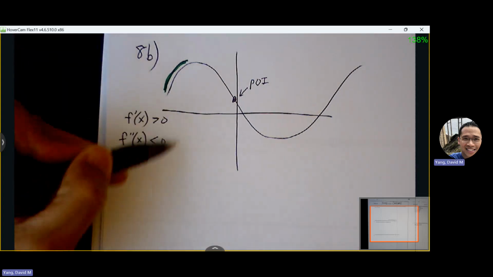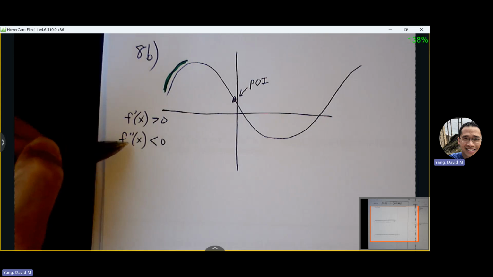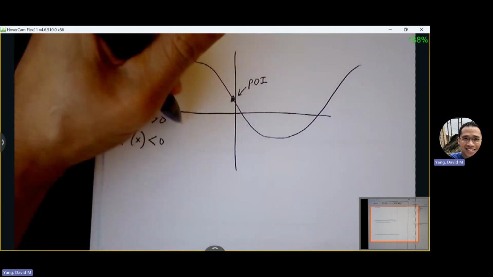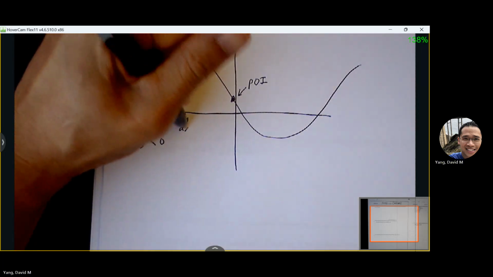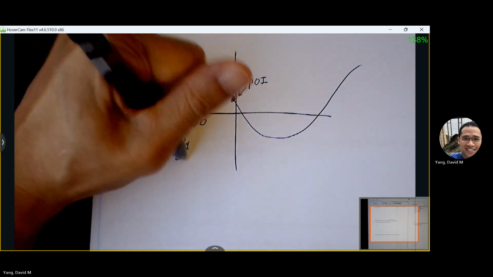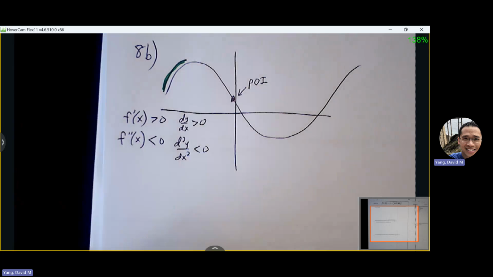So if the problem asks you, what does the graph look like if slope is positive and concave down? This is the portion of the graph that you would create. F prime can also look like this. F double prime can also look like this. All right, different notations for f prime and f double prime.